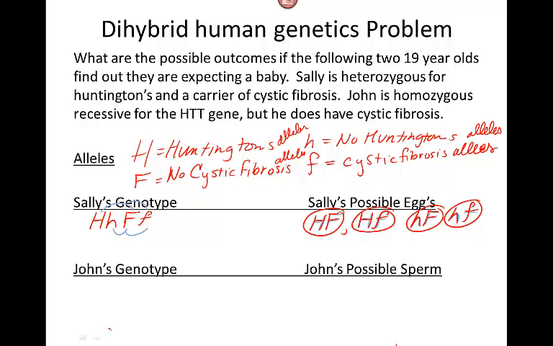Now John's genotype, let's look at John. John is homozygous recessive for the HTT gene, which means he does not have Huntington's disease. So he is little h, little h. But that doesn't really matter because he has health issues right here and now because he does have cystic fibrosis, and the only way you get cystic fibrosis, which is a recessive disorder, is if you have two little f's. So here we go. He has the ability to make one type of sperm. That's all he can make.